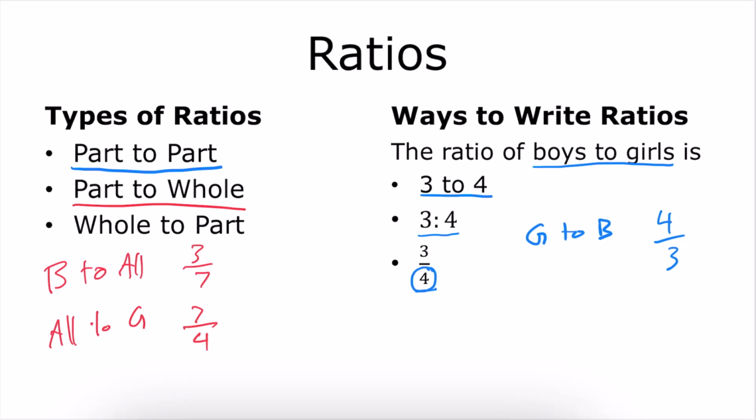But the basic idea is that you will compare 2 different amounts. It may be part to part, like boys to girls, or it could be part to whole or whole to part, where you're taking the total amount and comparing it to part of the amount.